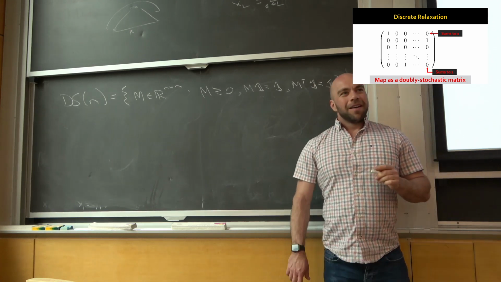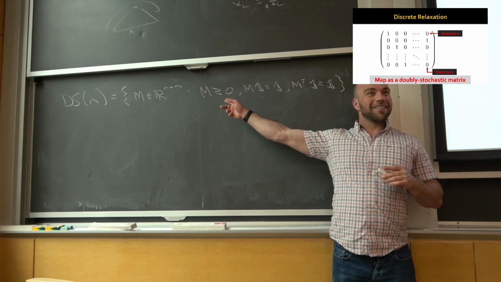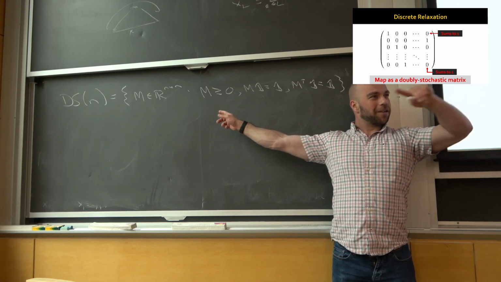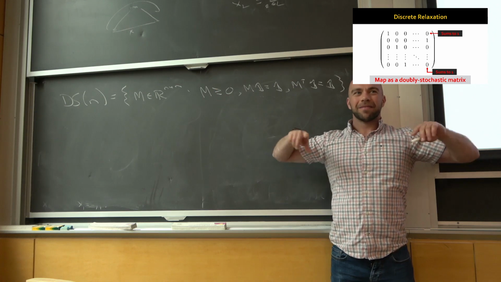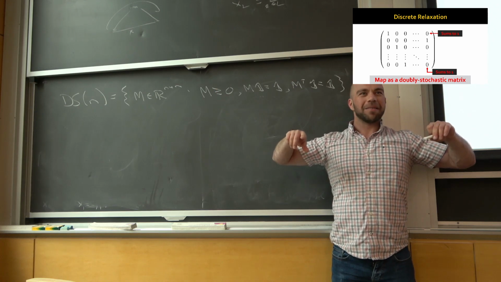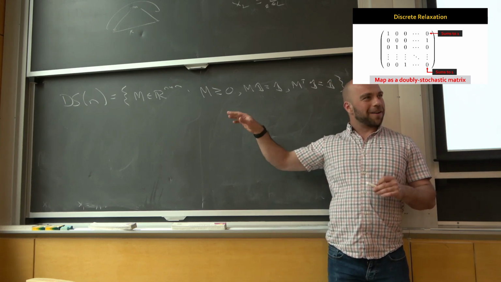Now, first of all, do we all agree that permutation matrices are within this set? Because remember, in every row and every column of a permutation matrix, there's a 1 and then a bunch of zeros. We agree? Nods, acknowledgement, something. Thank you. But this is a bigger set, right? For example, the matrix of all 0.5s might be in there.